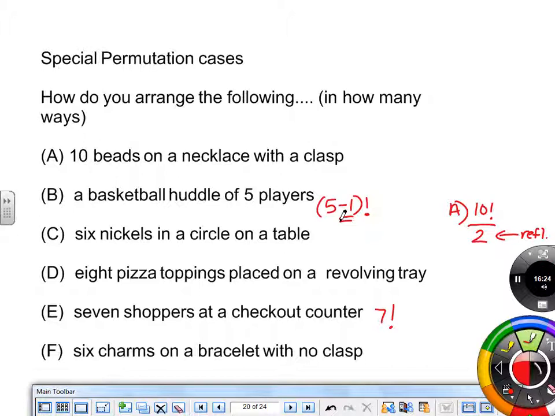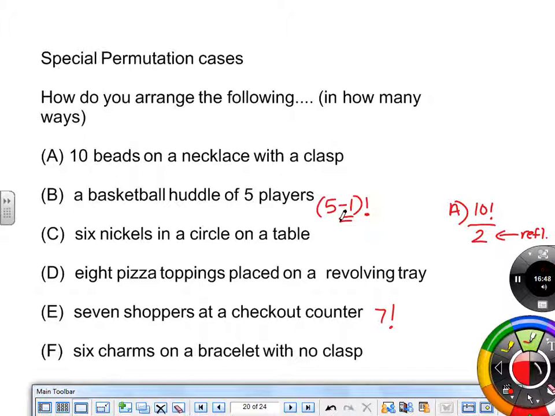The bracelet with the clasp was different because of the clasp, which is why we didn't count it, because it's not actually a way to arrange the beads. But I didn't have to subtract one of the beads because the clasp gave me a place to start my counting, and I didn't have to use one of the beads as the starting place, okay? All right, so let's skip down to F, okay?